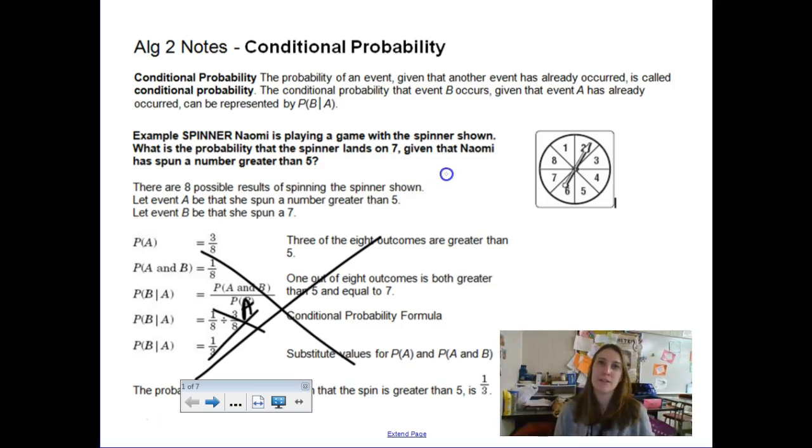So the probability is still the same formula. It's probability of successes over the total number of acceptable trials, but in this particular case, we're assuming that a certain condition occurs. So this question, what is the probability that the spinner will land on 7, so there's your success, given that Naomi has spun a number greater than 5? So somehow we know that Naomi's going to spin something bigger than 5, so she's either going to land on a 6, a 7, or an 8. So there are only 3 total possible outcomes. Now, out of these 3 outcomes, landing on a 7 is 1 out of the 3. That's our answer, 1 out of 3.